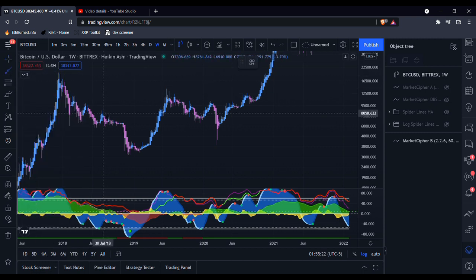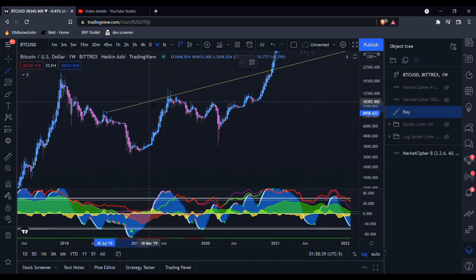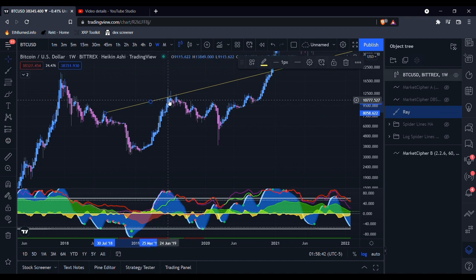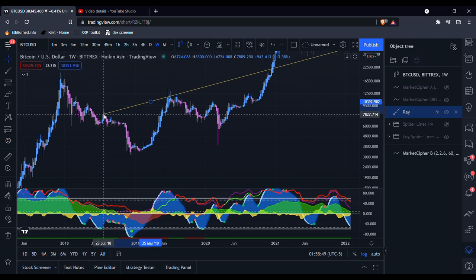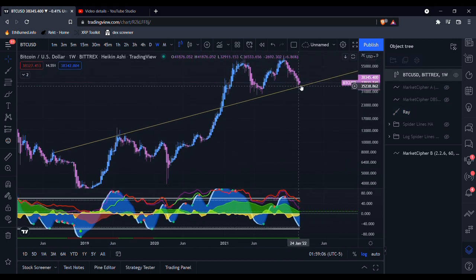You're going to want to place the start of the ray as close to the body of these candles as you can, and then you're going to rest this on the first candle that it touches up here, and you can adjust it a little bit if you need to. And already, just with that one that I drew, you can see we actually just bounced off of this one.